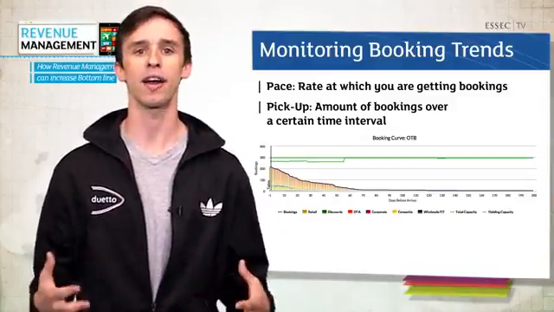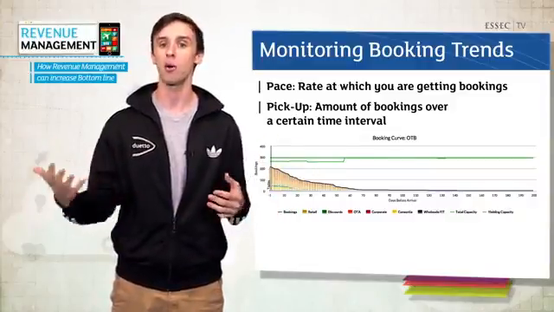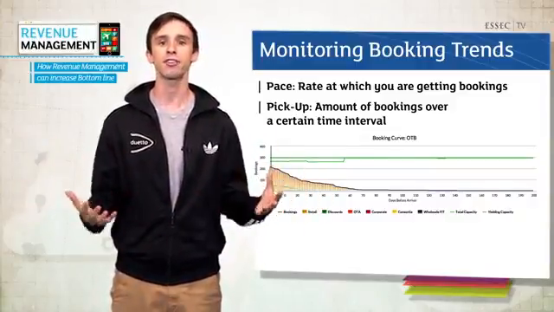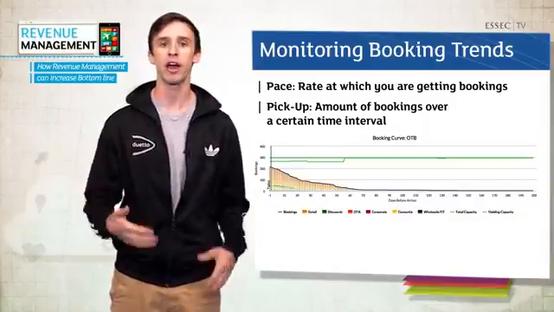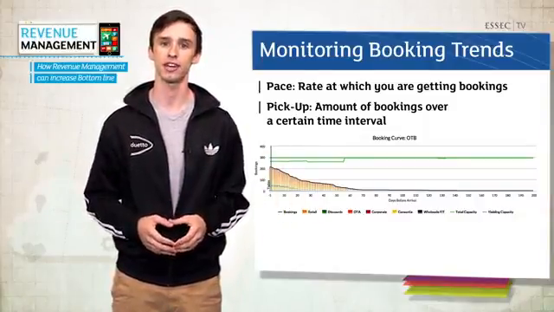Some booking curves will have the far left side say -1. Since hotels run audits at 1 or 2 at night, after the stay date, the -1 room count is the final count of the stay date. Day 0 is the actual stay date.